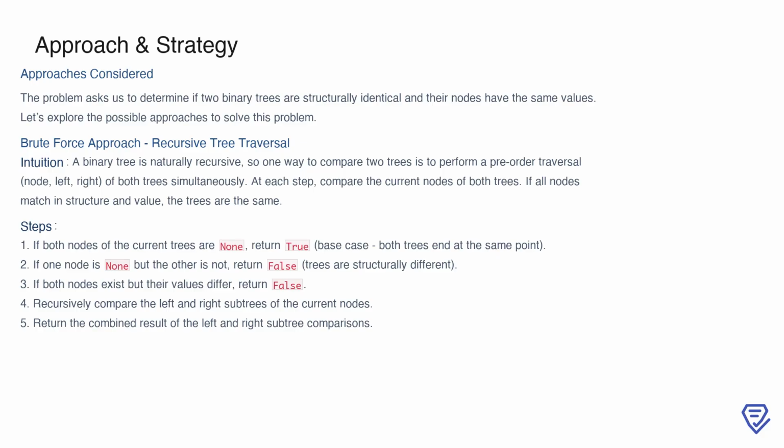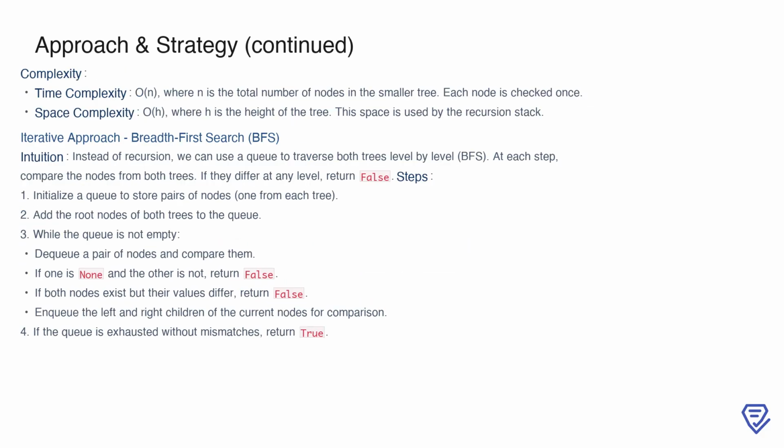The recursive approach has a time complexity of O(n), where n is the total number of nodes in the smaller tree, as we need to visit each node exactly once. The space complexity is O(h), where h is the height of the tree, because the recursion stack grows proportionally to the depth of the tree.